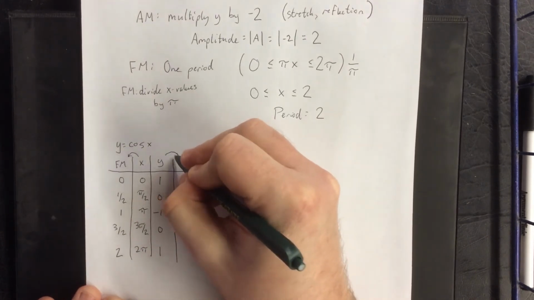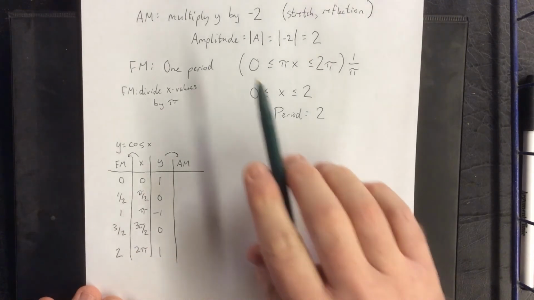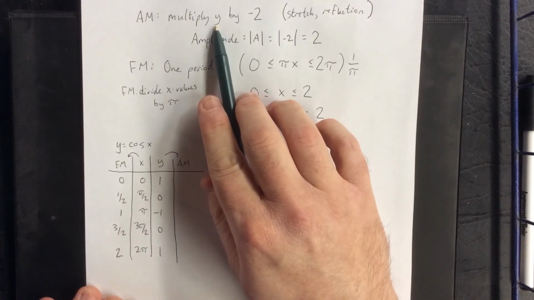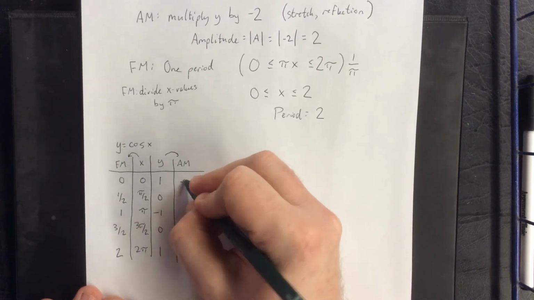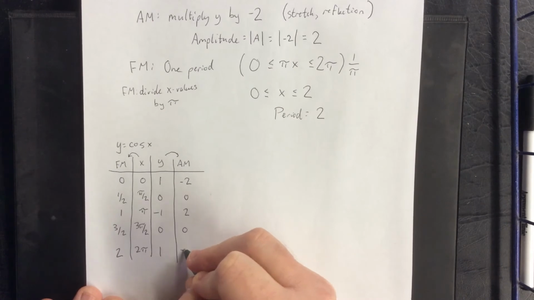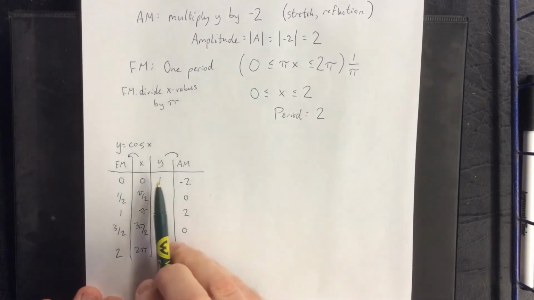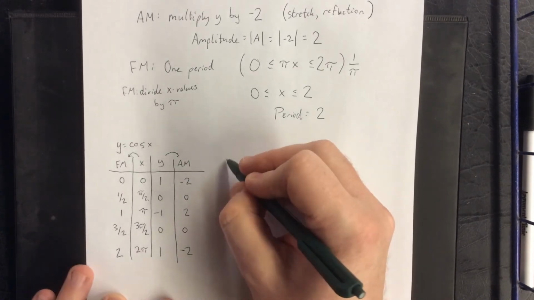We can also do an amplitude modulation. And the amplitude modulation was, we're going to multiply all of our y values by -2. That is going to create both a reflection as well as a stretch. So what was 0 will stay as 0. What was positive will become negative, and what was negative will become positive.